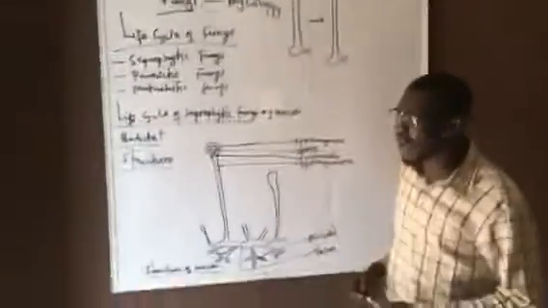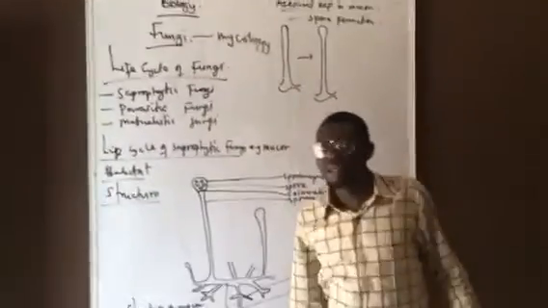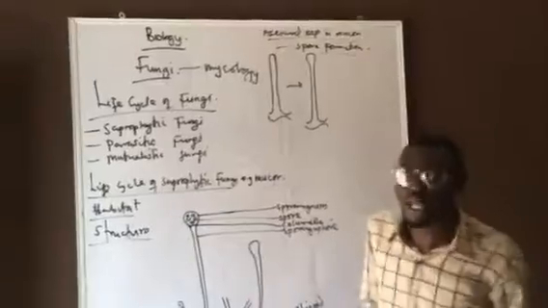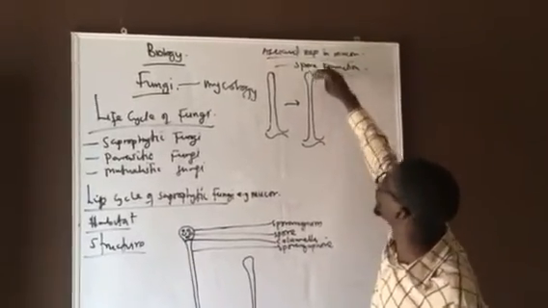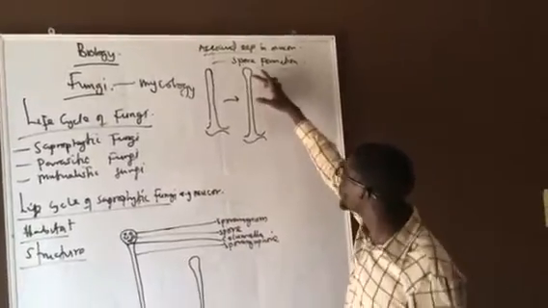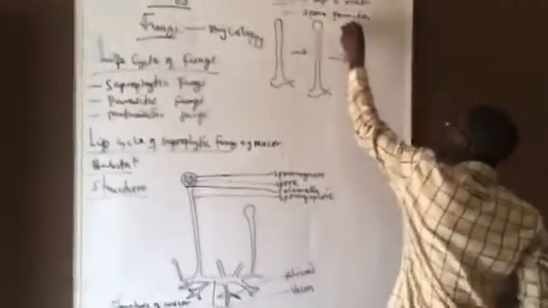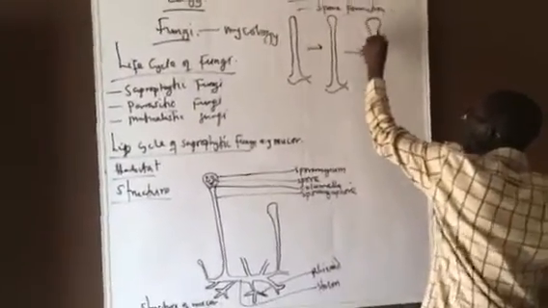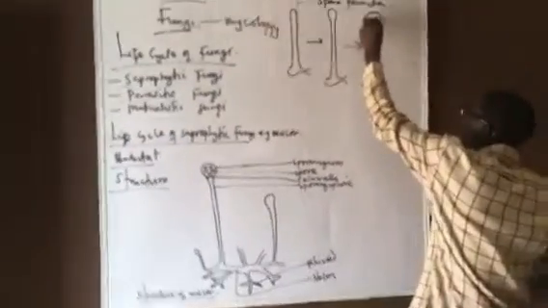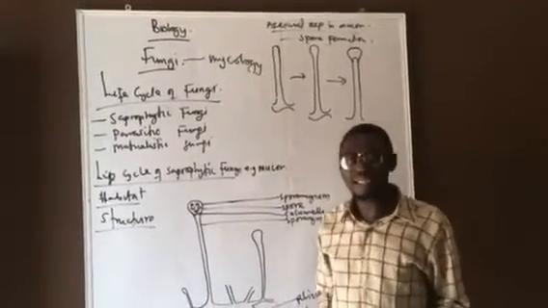Later, there will be separation. There will be a dome-shaped structure that will cut off the head from the sporangiophore. At the tip of the sporangiophore, there will be a development of a dome-shaped structure which we call the columella, that will separate the sporangium from the sporangiophore. That is the next stage.